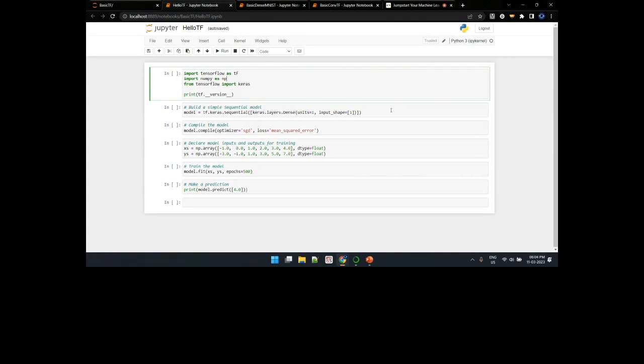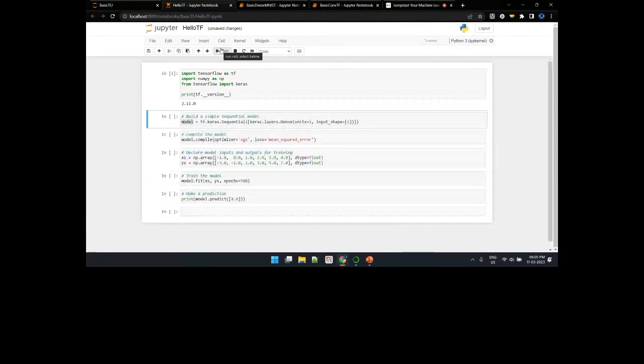Now, do not worry about the syntax, but let's just say this is a machine learning model. Just look at the first words. Okay, this is our model. Now let me run these cells. Yeah, so this is our model. Just focus on the first word, model.